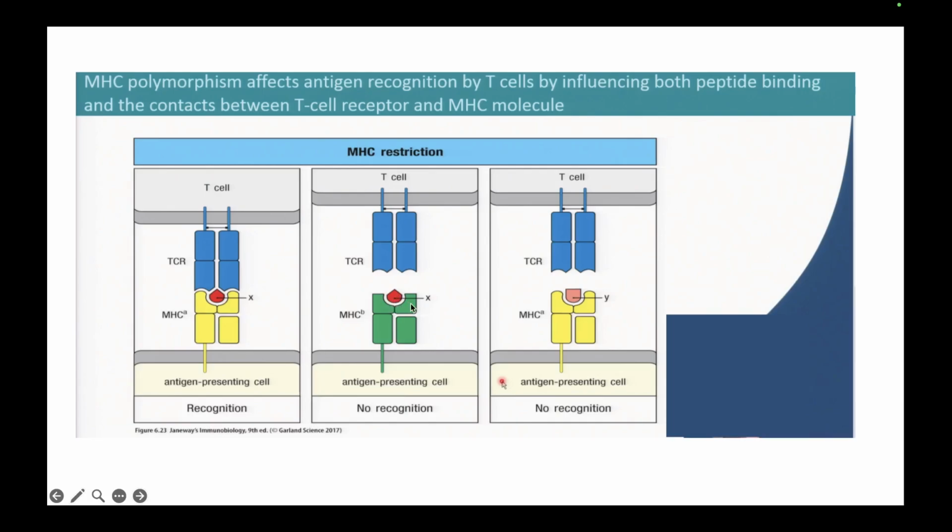So here it can bind to the antigen but not to the T cell receptor. In this other case, you can see there is compatibility of this MHC with the T cell receptor, but not with the antigen. So this variability decides both the antigen binding and its binding with the T cell receptor. The best scenario is this MHC variant, which can perfectly bind with the antigen and also with the T cell receptor.